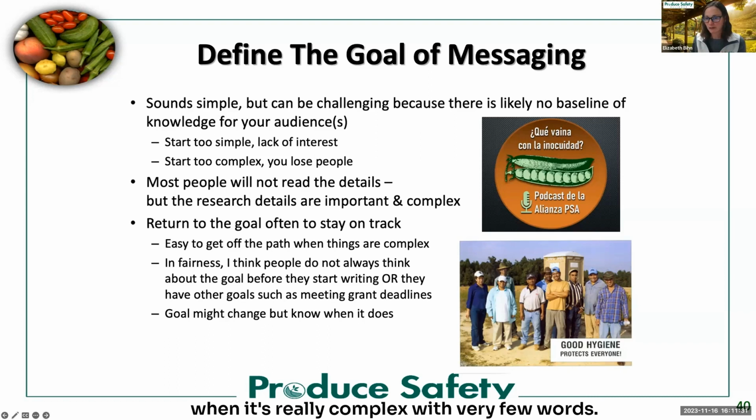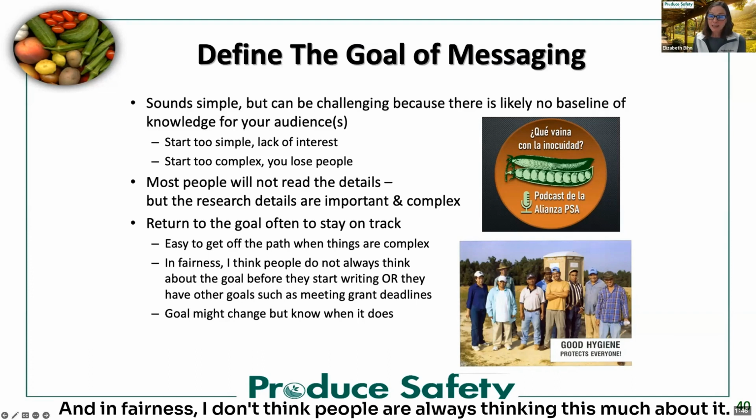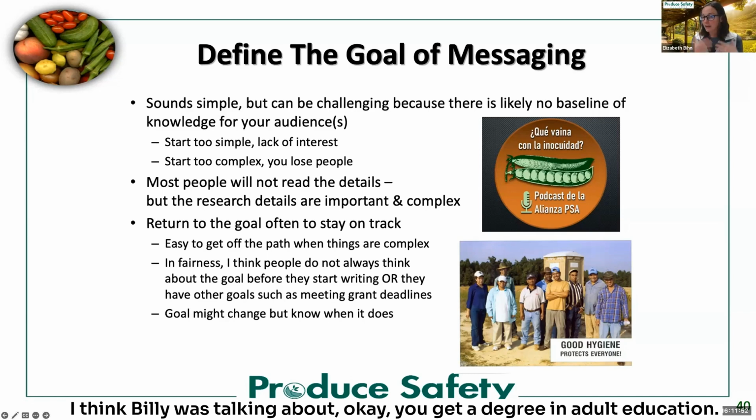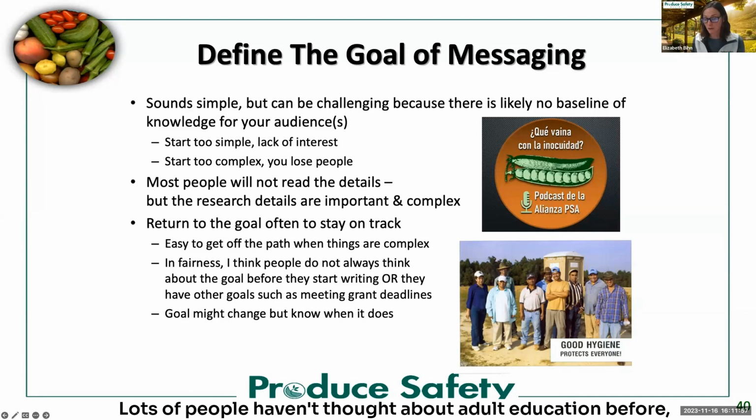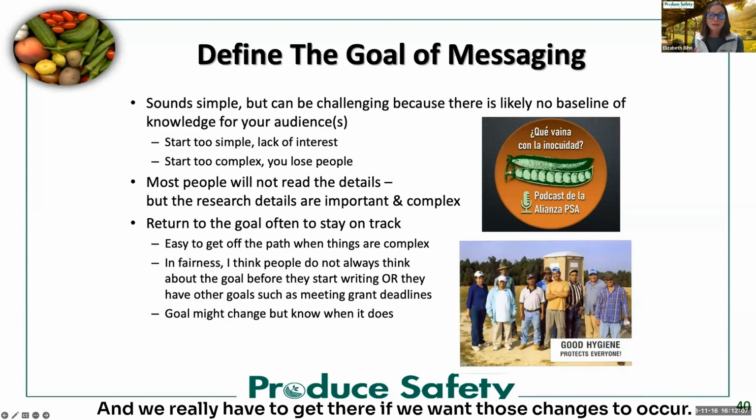And you have to return to the goal all the time and ask yourself, what am I really doing here? What am I hoping to convey? What practice am I hoping to change? It's easy to get off the path when it's complex. And in fairness, I don't think people are always thinking this much about it. I think Billy was talking about, okay, you get a degree in adult education. Lots of people haven't thought about adult education before. So they don't always think about the purposefulness or the intentionalness of developing educational materials. And we really have to get there if we want those changes to occur. Sometimes the goals change and you have to know when that happens so that you change your approach as well.